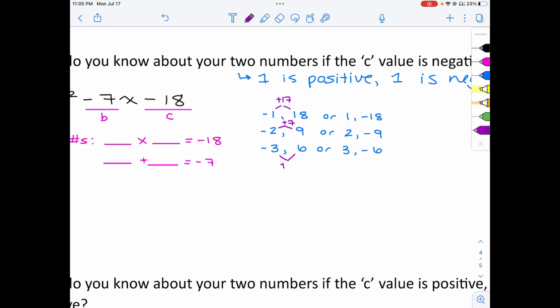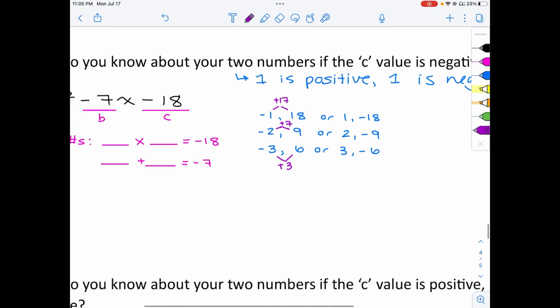Negative 3 and 6 would give me positive 3. That's not what I want. So I'm going to keep going. Positive 1 plus negative 18 would give me negative 17. Still not right. Positive 2 plus negative 9 gives me negative 7, which is what I want. So these are my two numbers, positive 2 and negative 9.